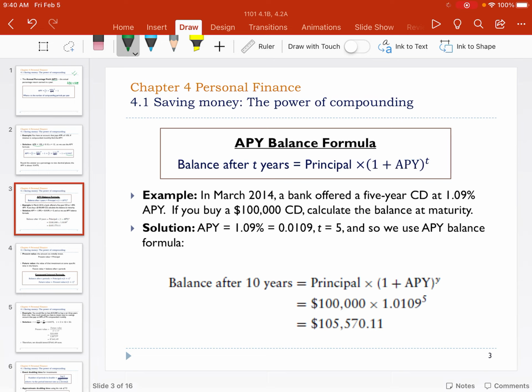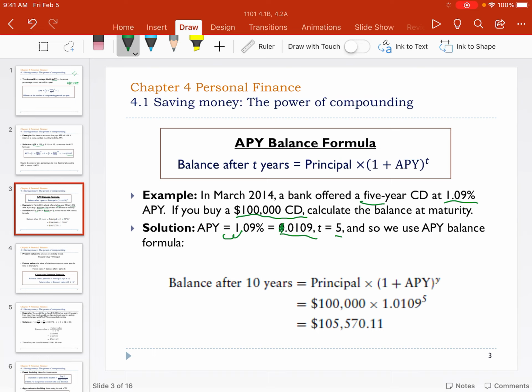So back in 2014, a bank offered a 5-year CD at 1.09% APR. That sounds like ours. And if you buy a $100,000 CD, wow, great. Calculate a balance at maturity. So in decimal form, you have to move the decimal back 2 spots or simply divide by 100. That's the result, 0.0109. In terms of years, T is 5, and we use the APY balance formula. So we could actually go backwards to find the balance. And as I say, I don't have any homework on this. This is just sort of background information.